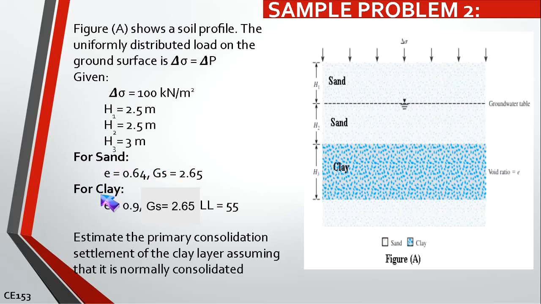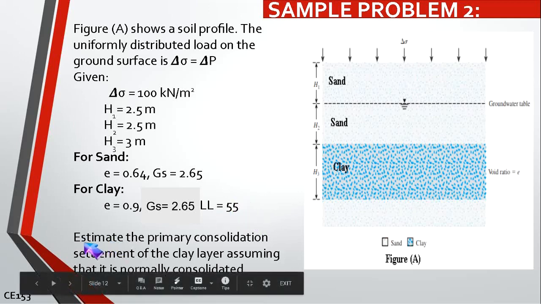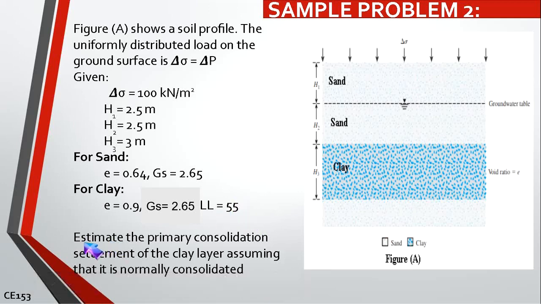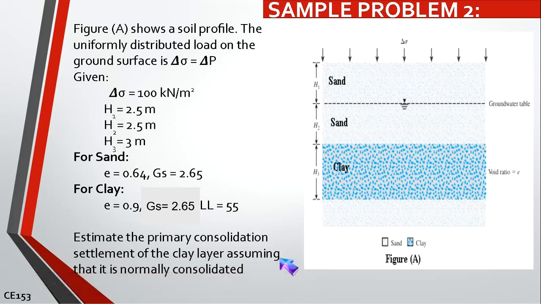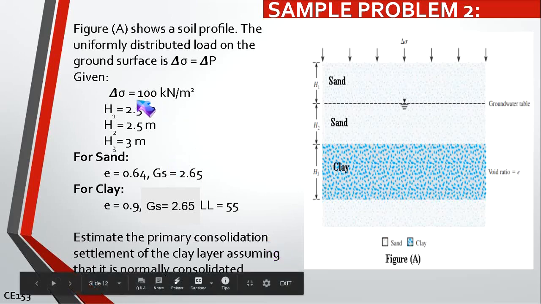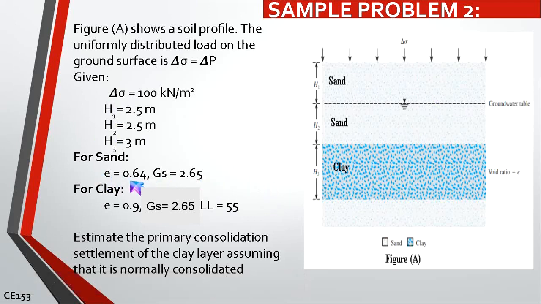For sand and for clay, our liquid limit is 55. We have to estimate the primary consolidation settlement of the clay layer, assuming that it is normally consolidated. So, we assume that our soil is normally consolidated and we need to estimate our primary consolidation using this given data. So, given natin void ratio and specific unit weight.